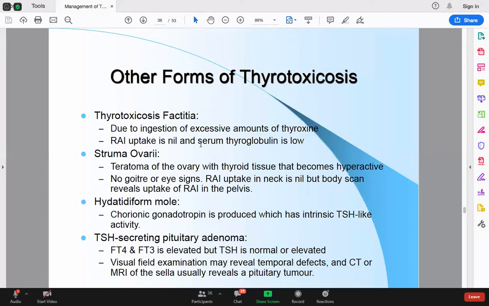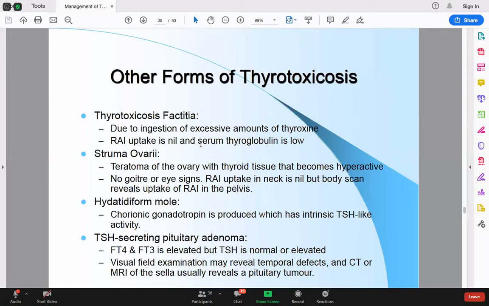gonadotropin can actually stimulate the TSH receptor. It has some TSH-like activity, so it will actually ask the thyroid to release more thyroid hormone.